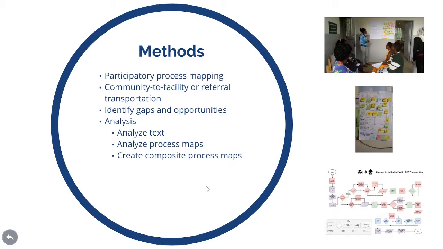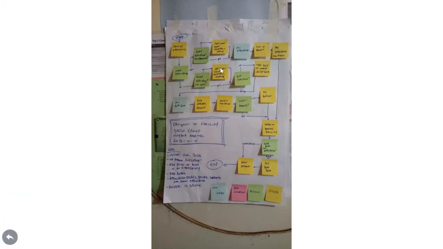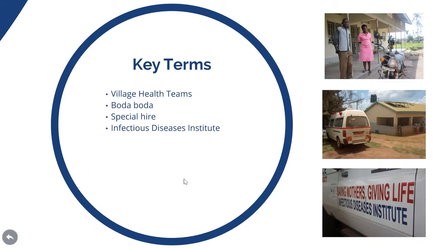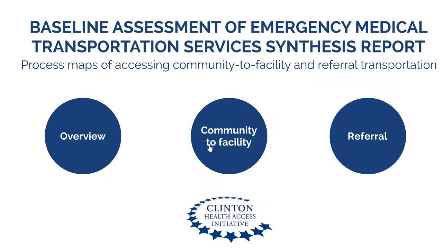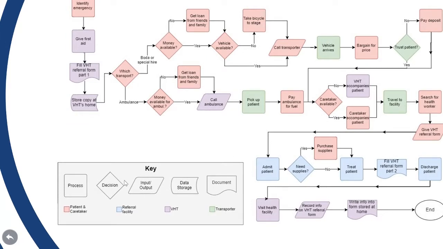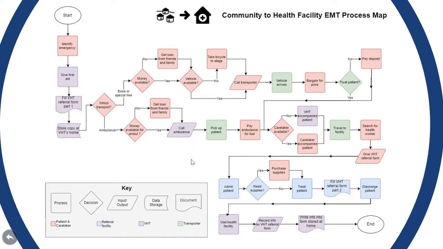Next, the methods that we used. This was a participatory process mapping, so the focus group discussions would usually be around 6 participants, usually between 4 to 6 participants, and those participants would answer either of two questions. One, once an emergency is identified in the community, how does a patient go from the community to the facility if they need emergency transportation? Or otherwise, once an emergency is identified at a lower level health facility, how is that patient transported to a higher level facility?